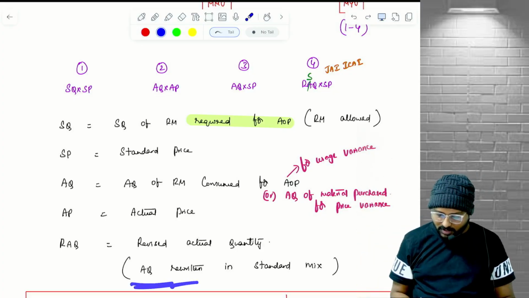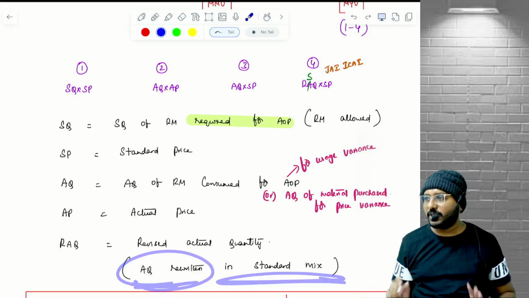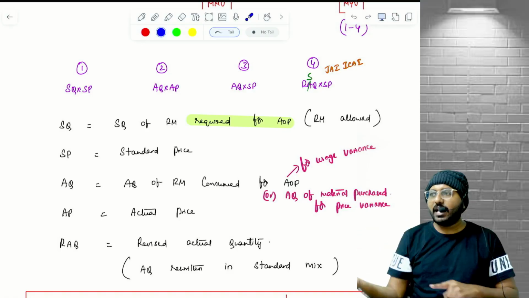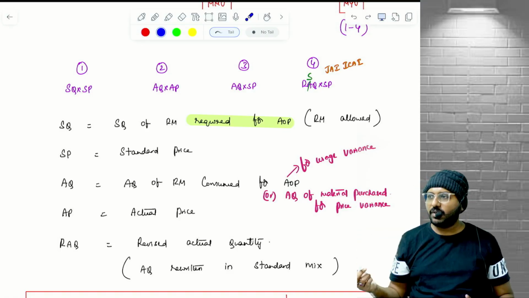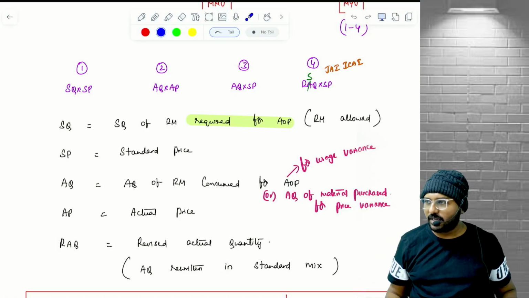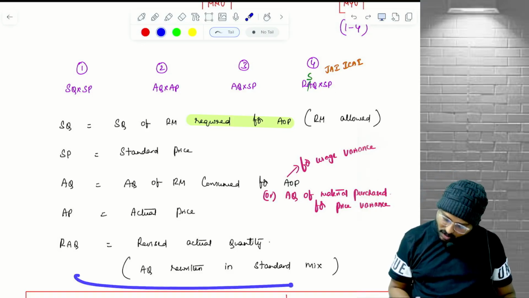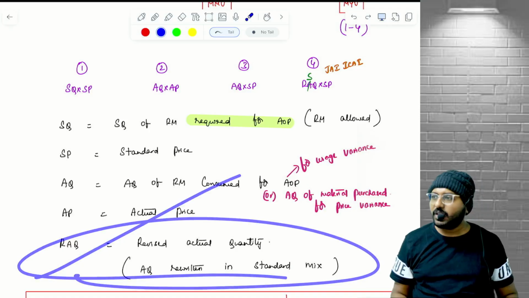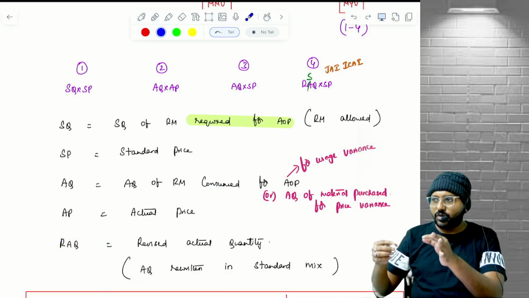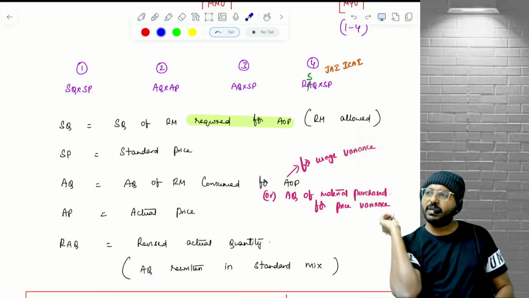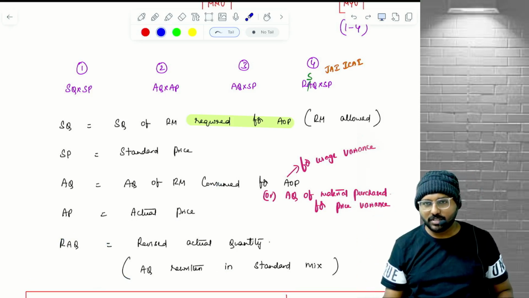Look at the concept. What is the concept? Actual quantity rewritten in standard mix. So when you are revising actual quantity, it should be called revised actual quantity. I cannot call it revised standard quantity. Got it? But the concept is the same. We'll go with this name only, but when you are solving the solution in your ICA, we'll just change the name to RSQ. Are you able to understand?